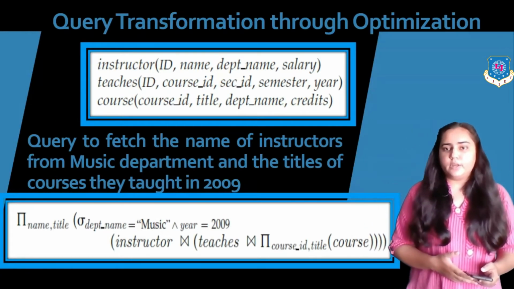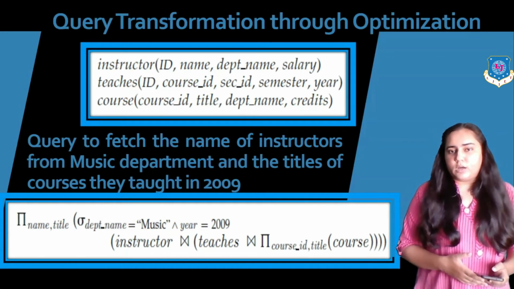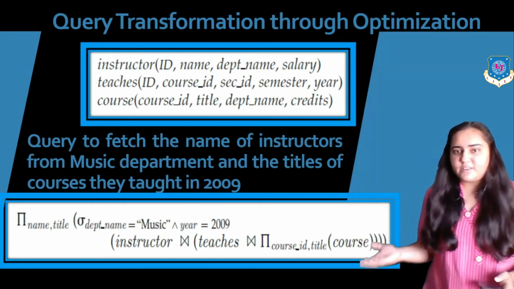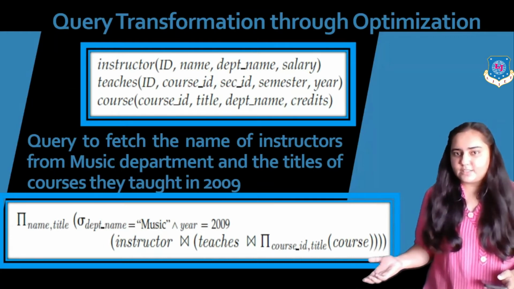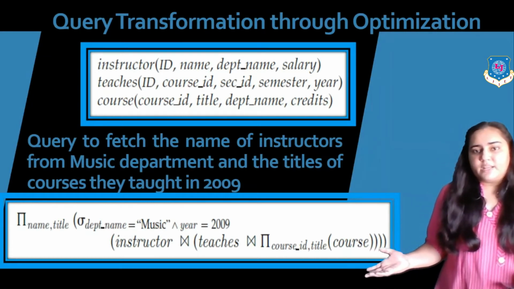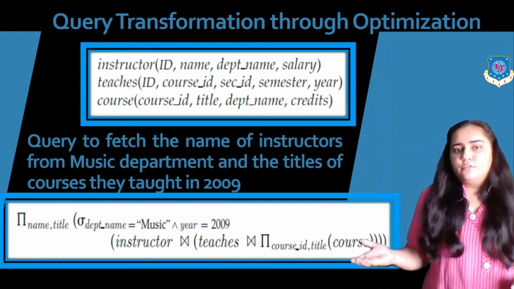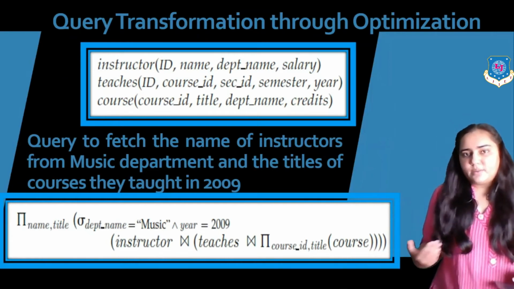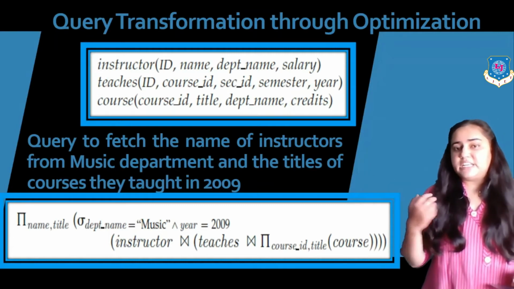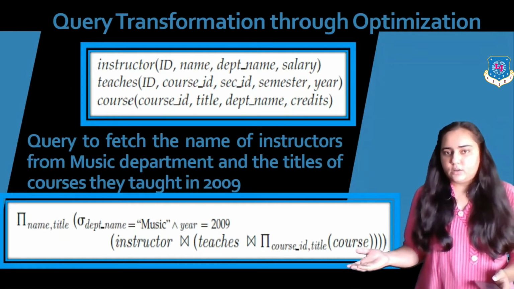You can see here in the query, what I have done is, first of all, we always start reading such queries from inside. So I have to read it from right here, from inside the brackets. The first inner bracket says that I'm going to fetch the course ID and title from course. Now, why am I fetching the title? Because my question says that I need to get the title of courses. So that's why I'm fetching the title column.